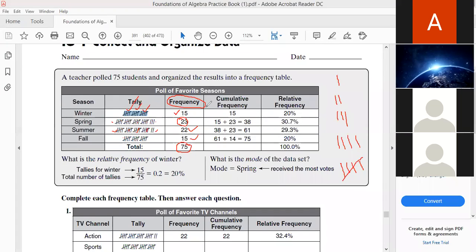What is cumulative frequency? Cumulative frequency is the sum, okay? The first step is 15, same. Then in the second step, you will add 15 plus 23. It's 38. They added the first two values from the frequency. Then for the third cumulative frequency, you will add 15 plus 23 plus 22. It will be 61, or 15 plus 23, which you added before, is 38. Then 38 plus, here is a mistake, it's 22, not 23. Then after that, you will add 14 more, 61 plus 14, it's 75.